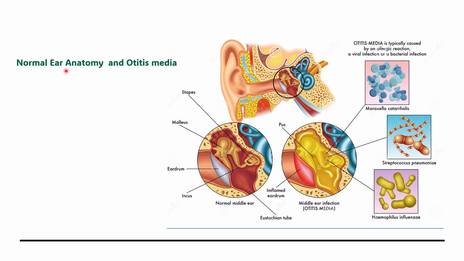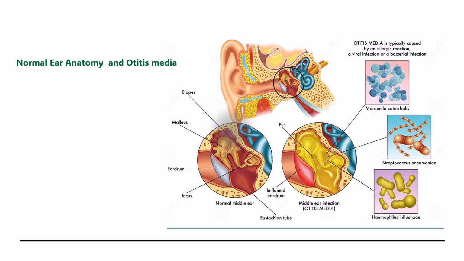So let's take a look at the ear anatomy. This is the external ear, and this is the start of the middle ear. This is ear station 2. Here is the eardrum. Behind the eardrum, we have three bones: stapes, malleus, and incus. And you can see this yellow, it is the pus, which is actually caused by the three commonest organisms which have the potential to cause otitis media: Moraxella catarrhalis, Streptococcus pneumoniae, and Haemophilus influenzae.